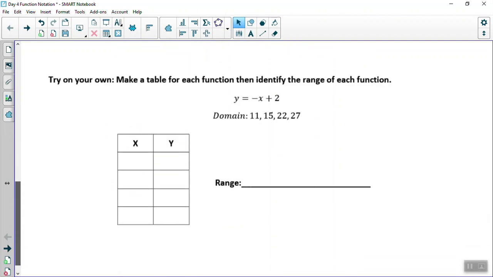Alright, so I want you to come down here and do the same thing. Pay attention because that coefficient of x here is a -1. So you're going to multiply each x value by -1 and then add 2 to get your set of range. Go ahead and pause the video now. Okay, let's go to the next page.